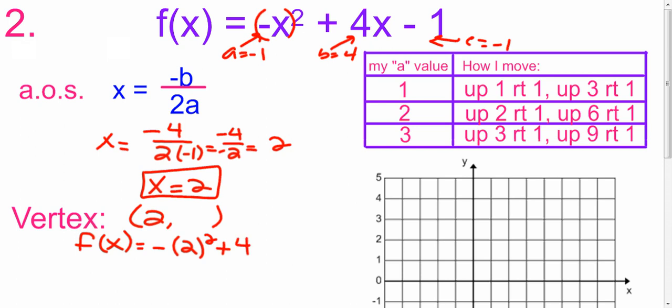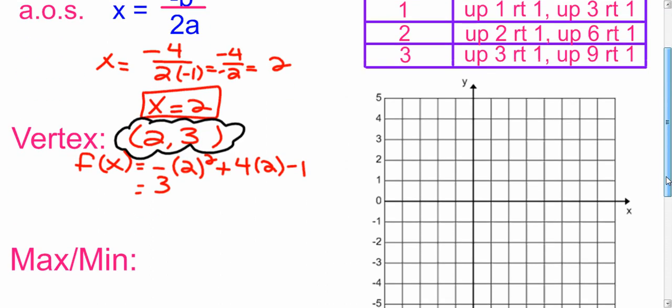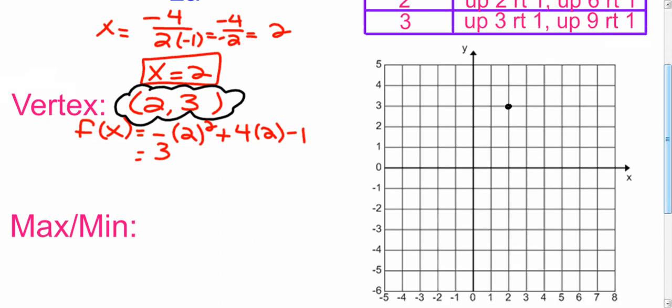And then I will go 4 times 2 minus 1. When I simplify all of that, I will get 3. Okay, so my vertex is 2, 3. This happens to be a parabola that opens down. So my vertex would be at 2, 3.